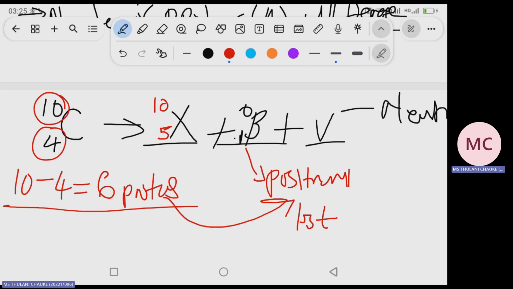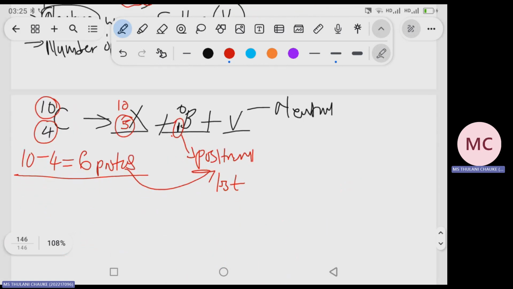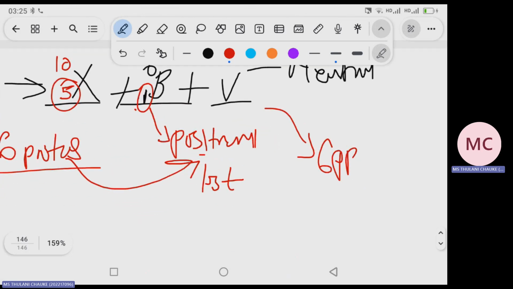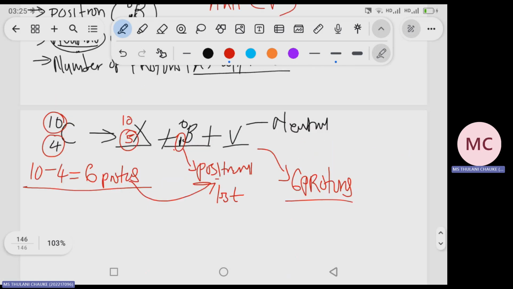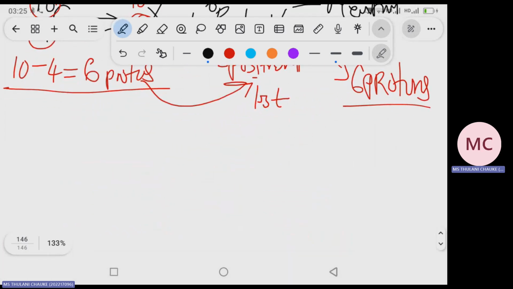So if you check this equation, I think the one for the positron should be positive so that the equation can balance. 5 plus 1 represents the number of protons, which is 6. Yeah, so this equation is balanced. So that one was for beta plus decay. Then beta minus.